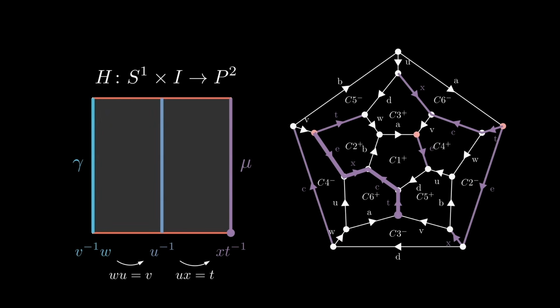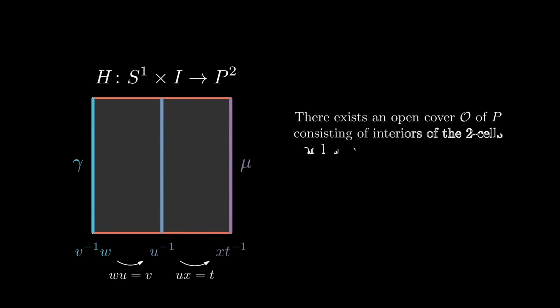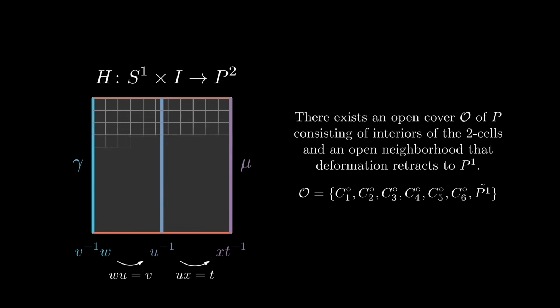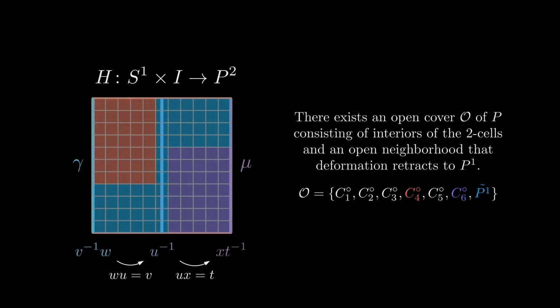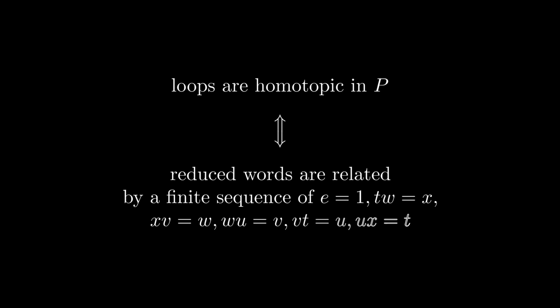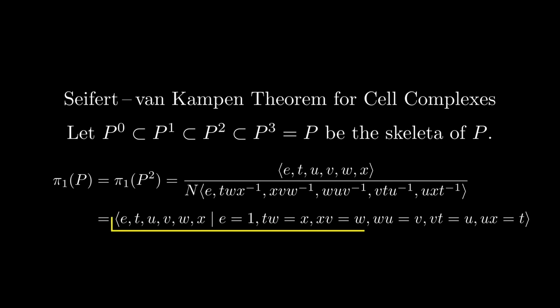In fact, sliding across two disks is all that a homotopy can do. We won't go into the finer details of the proof in this video, it's better to read an actual proof of the theorem, but all this is to say that loops are homotopic in P if and only if the reduced words can be obtained from each other by using only the relations coming from the attaching maps. So it follows that this group presentation really does give us a description of the fundamental group of P.